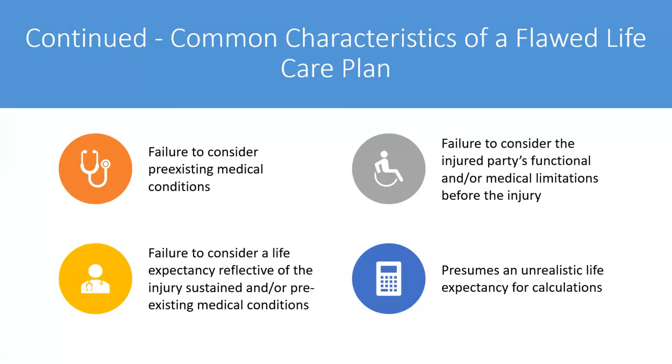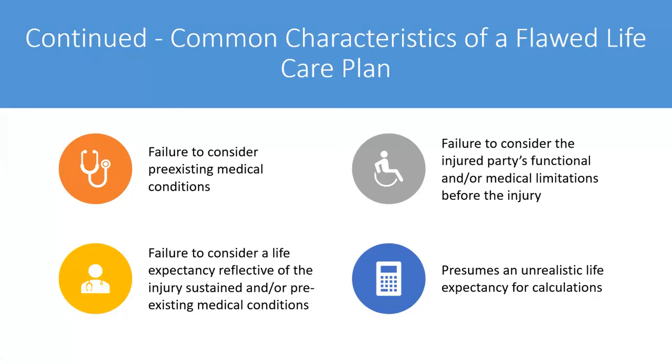Third item on this slide is the failure to consider the functional limitations or medical limitations before the injuries. Now, this is related to the first point there about pre-existing medical conditions. So let's say, for example, that the individual had diabetes prior to the injury in question. Well, that already sets that person up for a certain amount of medical care anyhow. And you also have to look at how that affects their functioning in different ways. So cardiovascular health, for example. So one needs to make sure that this is taken into consideration.